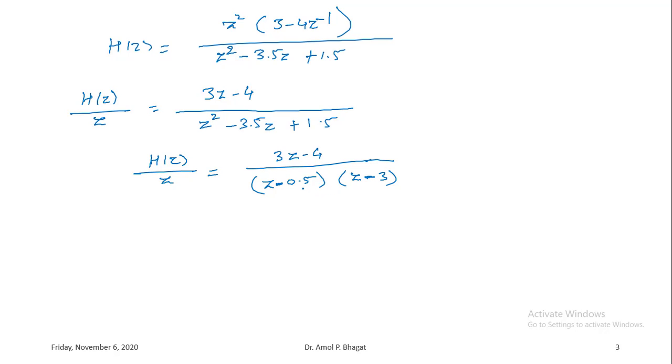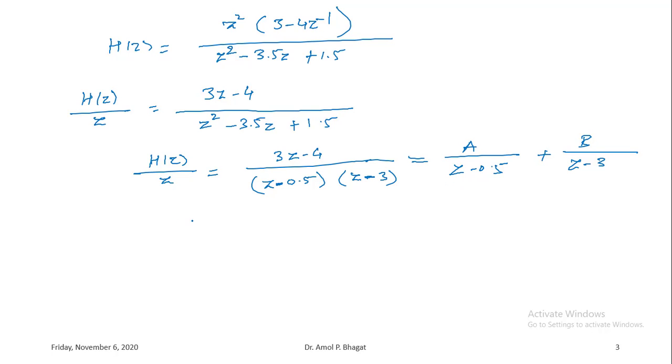Okay, so if you multiply these terms, you will get these results. If you are adding it, 3 multiplied by 1 by 2 will be there, so it will be 1.5, and minus 0.5 minus 3 will be minus 3.5. So as per partial fraction expansion, I can write A upon z minus 0.5 plus B upon z minus 3.